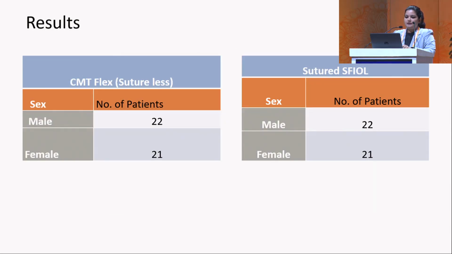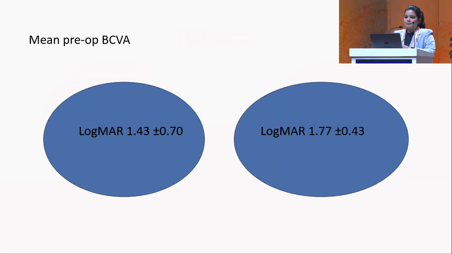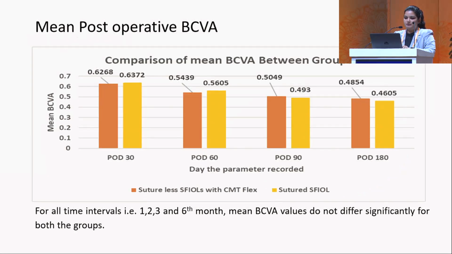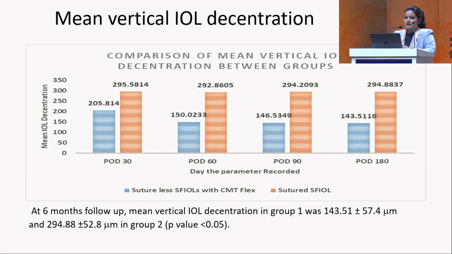In the results, 22 were male and 21 were female in each group. The mean age was 41 in group 1 and 48 in group 2. The pre-op BCVA was logMAR 1.43 and logMAR 1.77 in group 1 and 2 respectively. There was no significant difference in the post-operative BCVA in both groups. Now coming to the IOL decentration, at 6 months the horizontal IOL decentration in group 1 was 187, whereas in group 2 was 296. Vertical IOL decentration in group 1 was 143 and in group 2 was 294. Both of these were clinically significant.